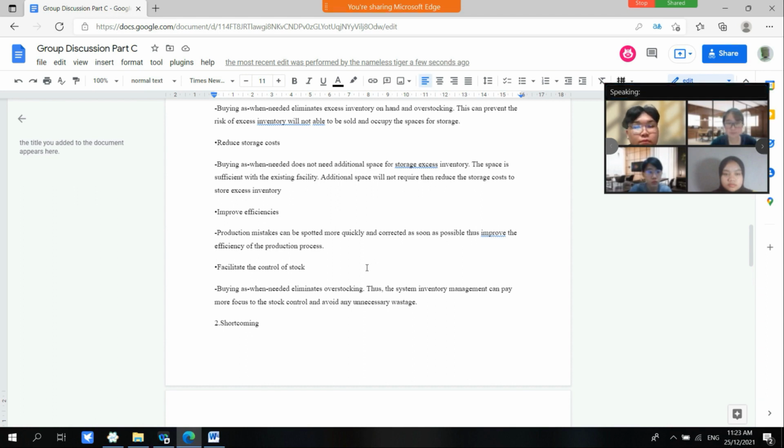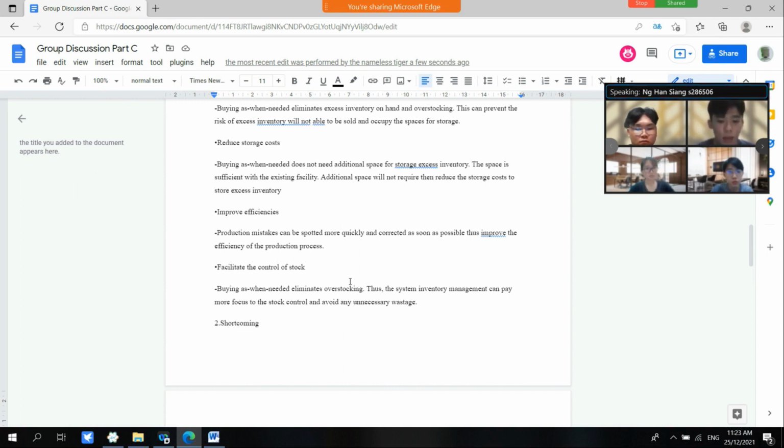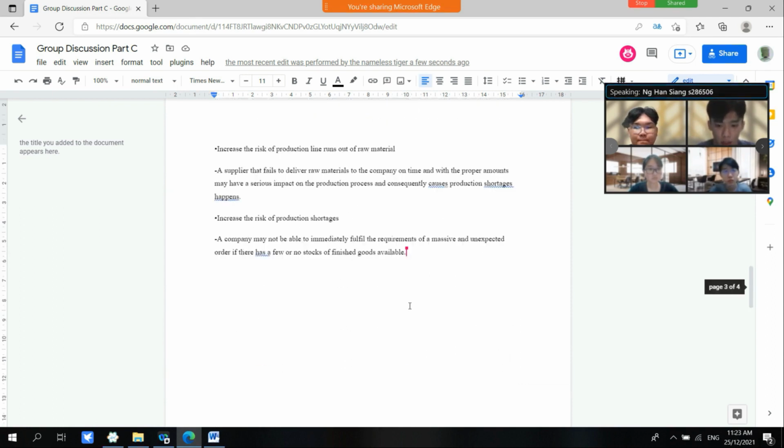The second shortcoming is an increased risk of production shortage. A company may not be able to immediately fulfill the requirements of a massive and unexpected order if there are few or no stocks of finished goods available. That's all from me, and I will pass to AFRINA to continue the next shortcoming.